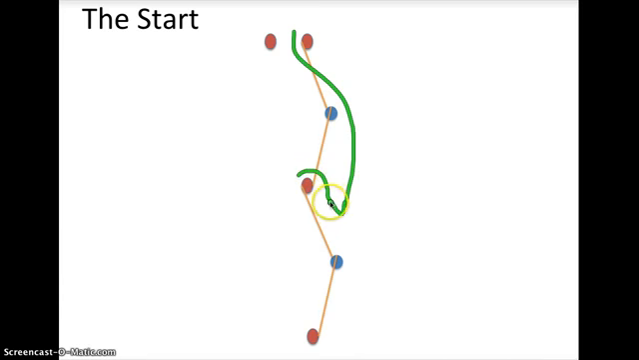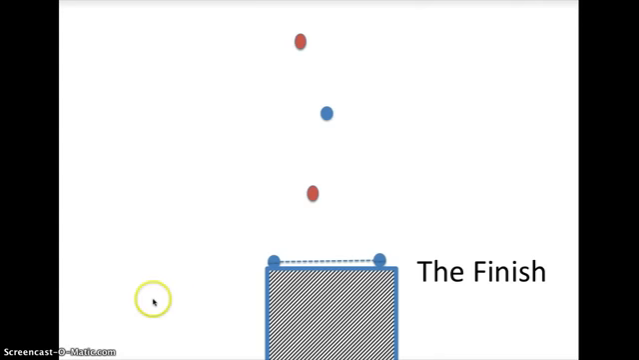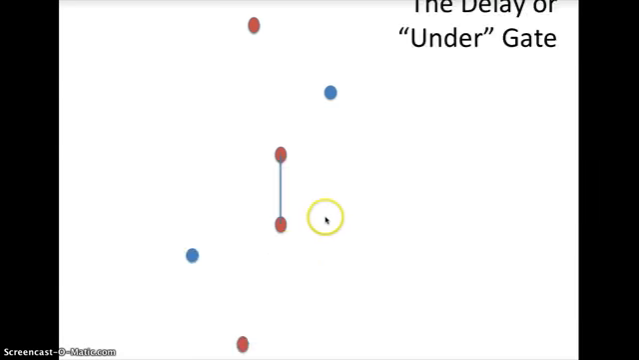Now it doesn't matter which direction you cross it. You can cross it in this direction, or you can cross it in this direction. That's another rule in giant slalom. It doesn't matter what direction you cross these lines in. So let's go back here a little bit.